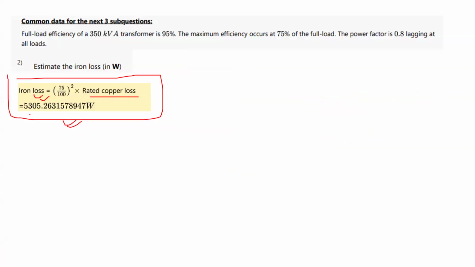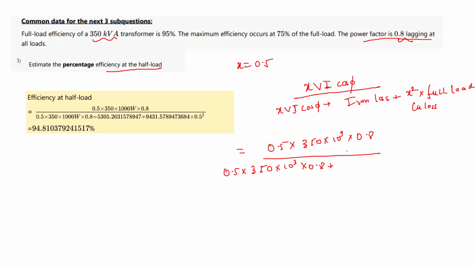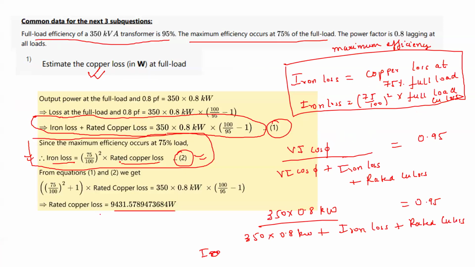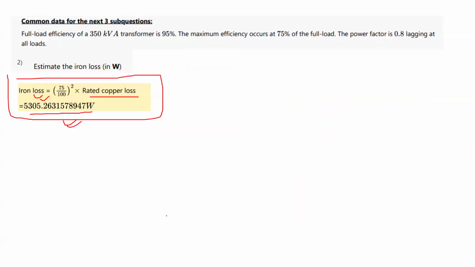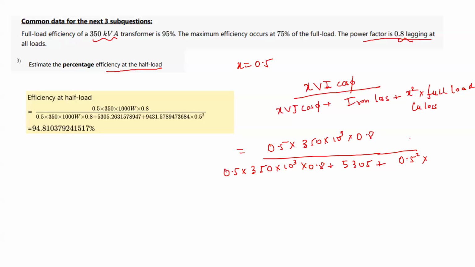Iron loss we have determined from the previous question, so for this question it will remain the same. We will just write it as 5305 plus 0.5 square of full load copper loss. Now full load copper loss we have from the first question, 9431. If you solve it, you will get 94.8%.